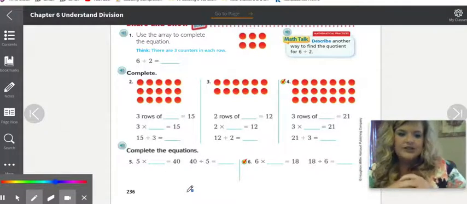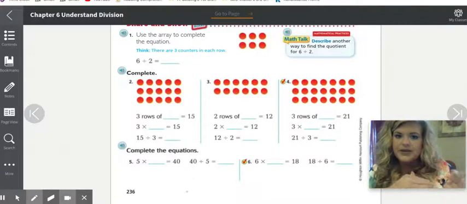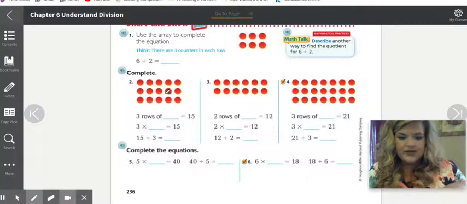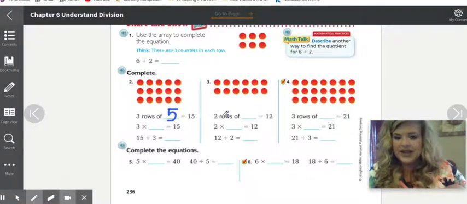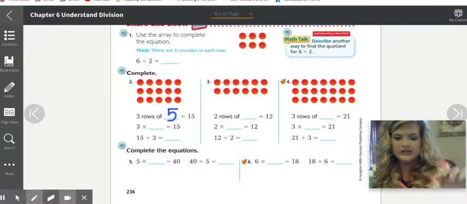And we're going to look at number 2. Now, I know I have 3 rows. Remember, rows go across, columns go up and down, like the front of a building's columns go up and down, okay? So I have 3 rows of how many in my array? I have 3 rows of 5. And that equals how many counters I have in all. And if you don't know that 3 rows of 5 would give me 15, then you could count the counters. You can go 1, 2, 3, 4, and so on.